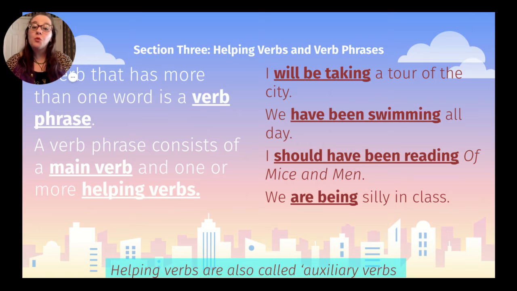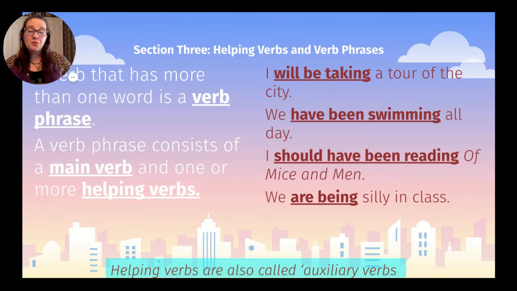So for example, I will be taking a tour of the city. Our action is taking. That's our main verb. And will be are the helping verbs that help give us more information about the tense, the timing of this action. I will be taking, meaning I haven't done it yet. I'm going to do it in the future.